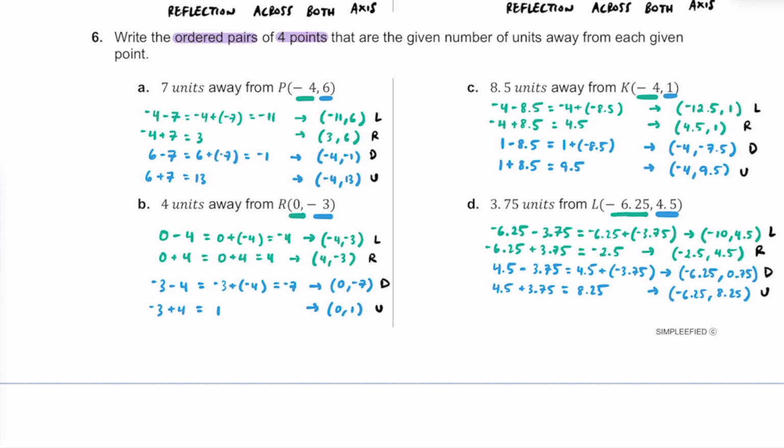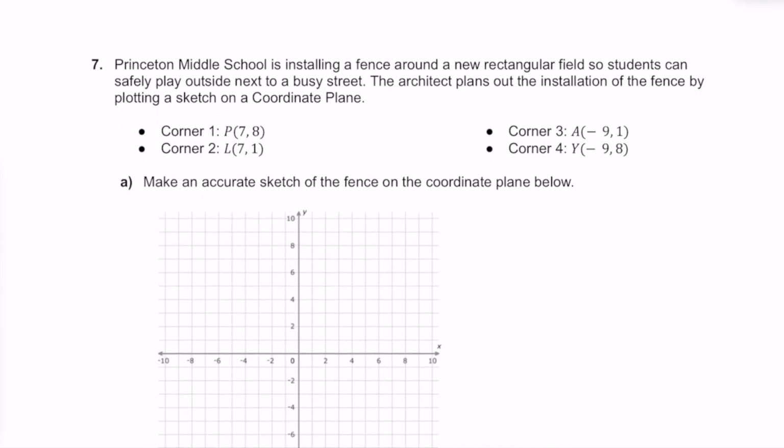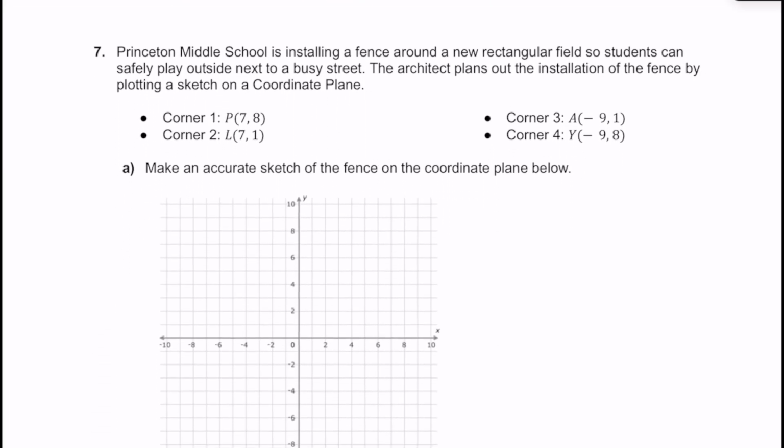All right, that wraps up these 4 different practice problems with figuring out points above, below, left, and right, and given a specific distance. So let's take a look at some word problems here. All right, let's take a look at number 7. In number 7, Princeton Middle School is installing a fence. If it's a fence, it's going to be going around the outside or the perimeter of some type of shape here. It looks like it's going to be a new rectangular field, so we know it's a rectangle. Students are going to be able to play safely outside on this field next to a busy street.